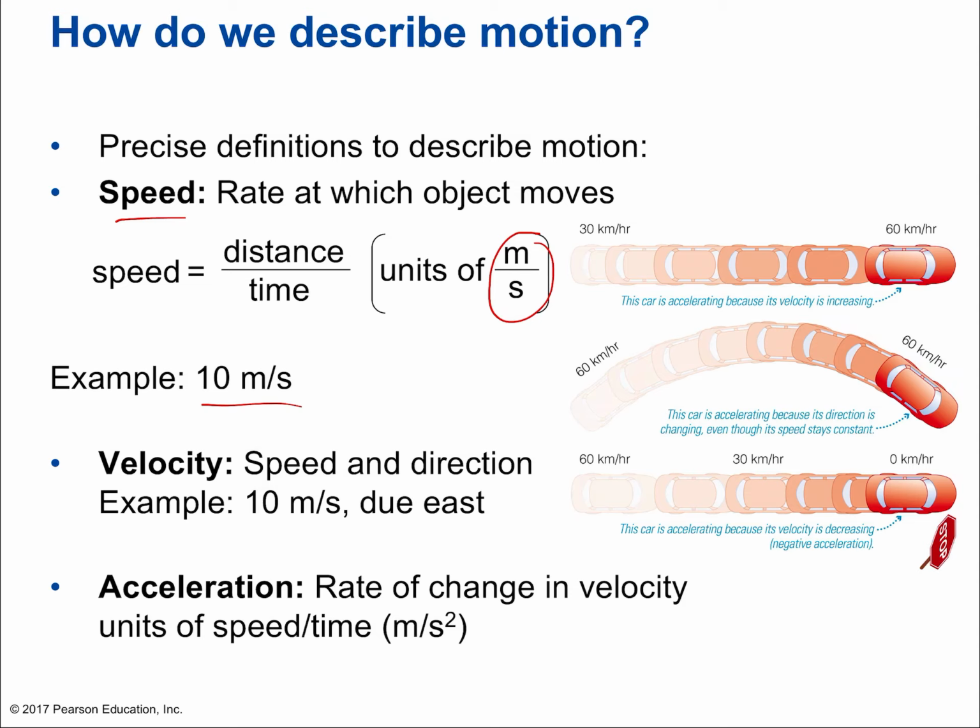That's speed. On the other hand, there's something called velocity. Velocity is speed with direction. Example, 10 meters per second due east. So if you define the direction, you've upgraded the speed to a velocity. You've made it a more sophisticated expression. Acceleration is the rate of change in velocity. So it's speed per time. Since speed is meters per second, per second is meters per second squared. So that's the units of acceleration.